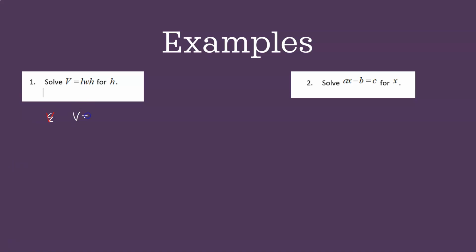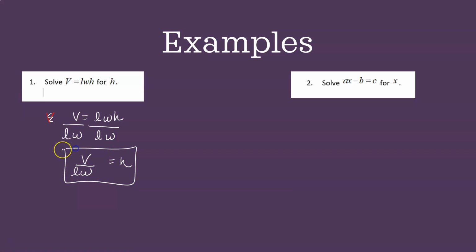So I have volume equals length times width times height. We're going to get rid of everything that's next to the h. So this says multiplication, so we're going to divide by the length and width. So height is by itself, and height is volume divided by length times width. That's your answer. That's all you have to do, is get the variable they tell you alone by undoing the operations.